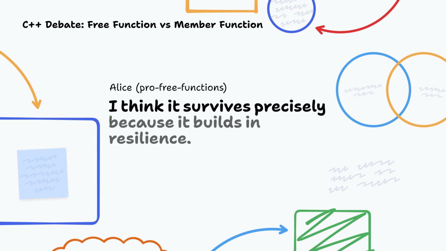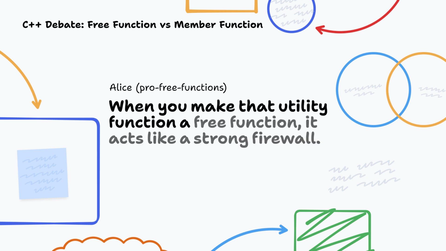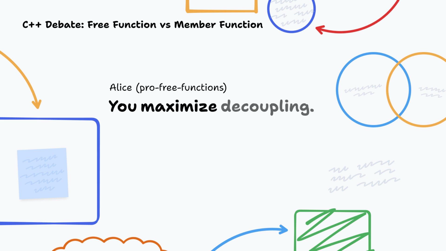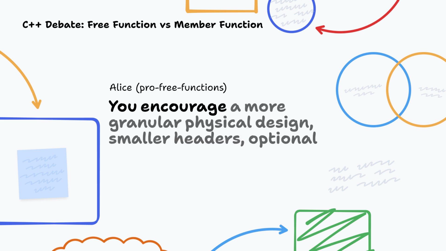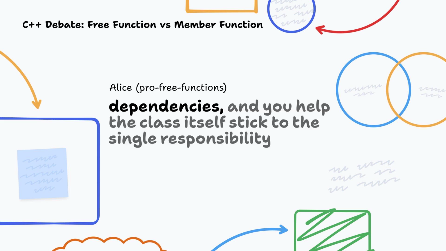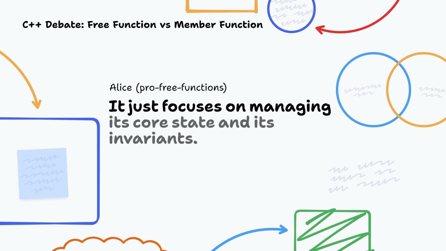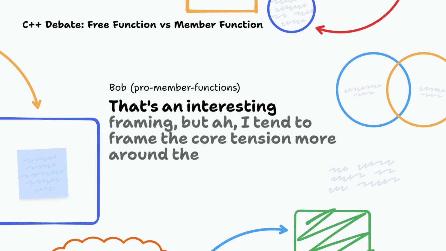I think it survives precisely because it builds in resilience. When you make that utility function a free function, it acts like a strong firewall. It doesn't get unnecessary privileged access to the class internals. And the benefits are clear. You maximize decoupling. You encourage a more granular physical design, smaller headers, optional dependencies, and you help the class itself stick to the single responsibility principle. It just focuses on managing its core state and its invariants. That's it.